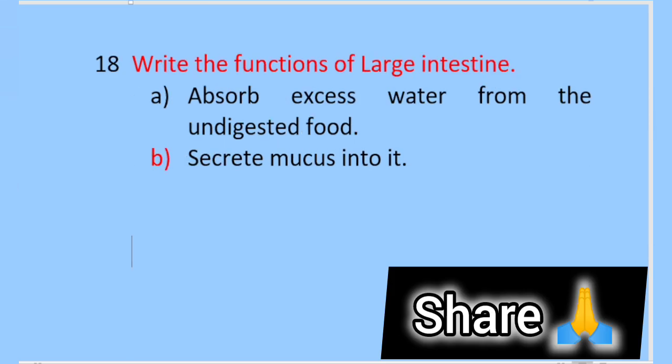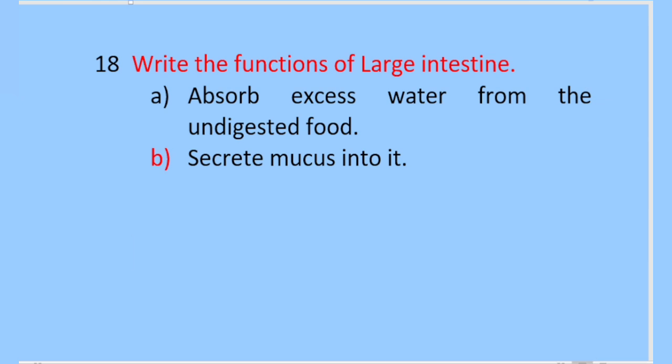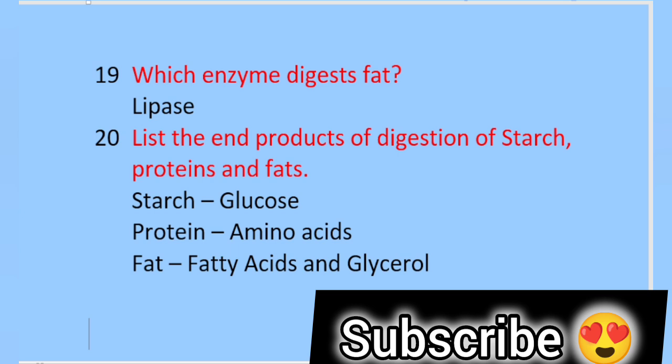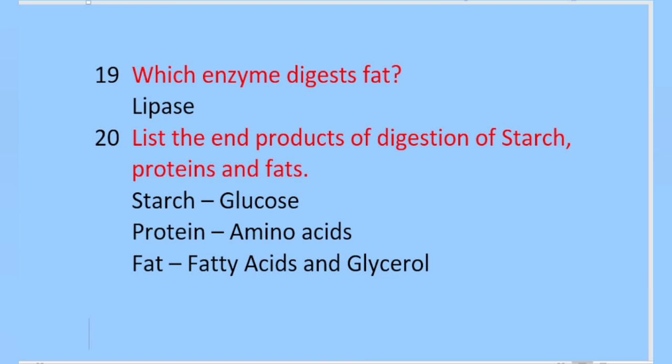Write the functions of large intestine. First function is to absorb excess water from the undigested food. Another function is to secrete mucus into it. Which enzyme digests fat? Lipase is the enzyme digesting fat. And list the end products of digestion of starch, proteins and fats. Starch gets digested to form glucose, proteins get digested to form amino acids, and fatty acid and glycerol are the end products of fat digestion.